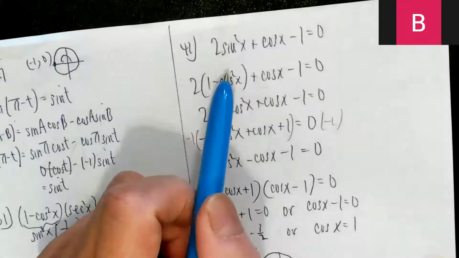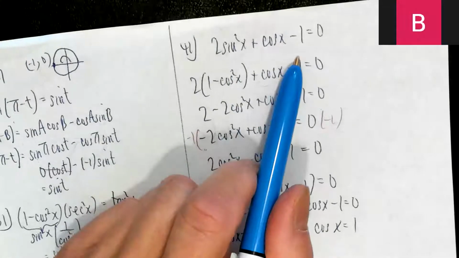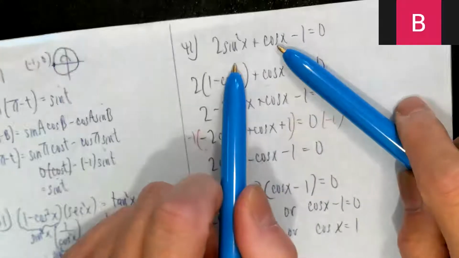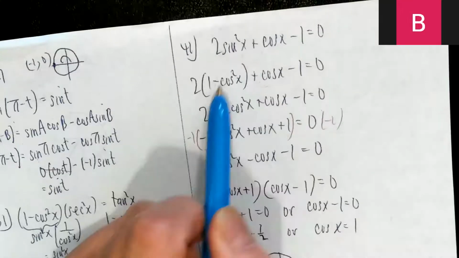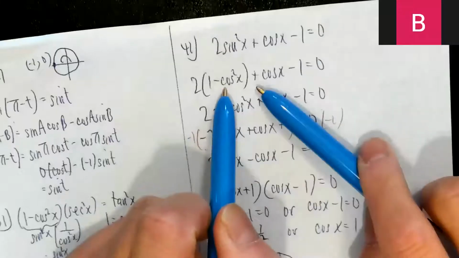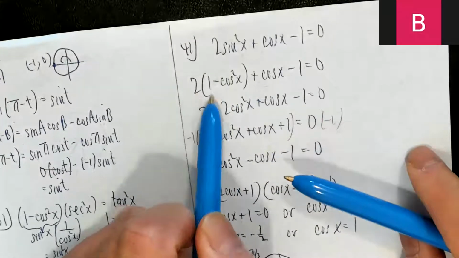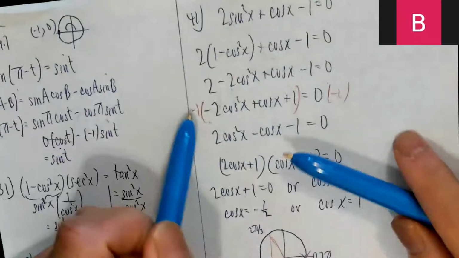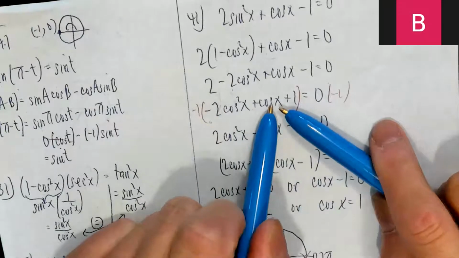Number 41: 2 sine squared x plus cos x minus 1 equals 0. So we're mixing up sine and cosine. Let's change everything so you just have one trig function. That's easy because I know sine squared x is 1 minus cosine squared x. So now there's only one trig function, cosine. Distribute: 2 minus 2 cosine squared x plus cosine x minus 1. Combine like terms: negative 2 cosine squared x plus cos x plus 1 equals 0.